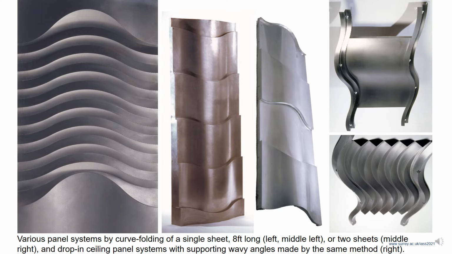Wall and ceiling panel systems using the same method of curve folding. The simplest ripples on the left. Next is a wall system with cascading 90-degree bends and a stepped section. Next is a wall system with alternating 90-degree bends and a rectangular wave section. On far right, the 2 drop-in panel systems with continuous wavy angles. Making wavy angles was a surprise and marked the beginning of inventing structural elements by folding flat sheets.